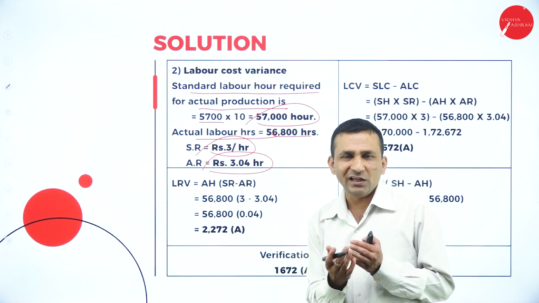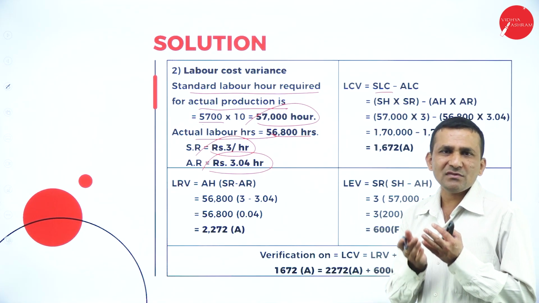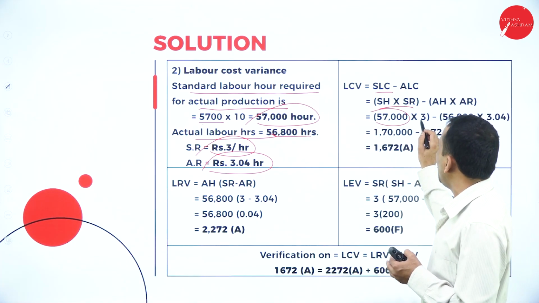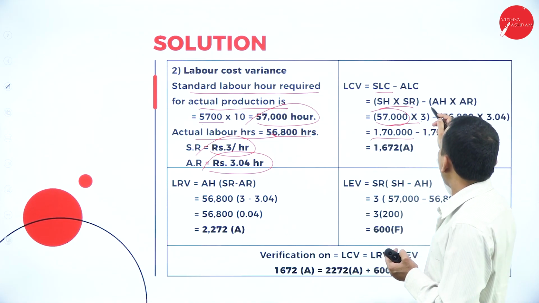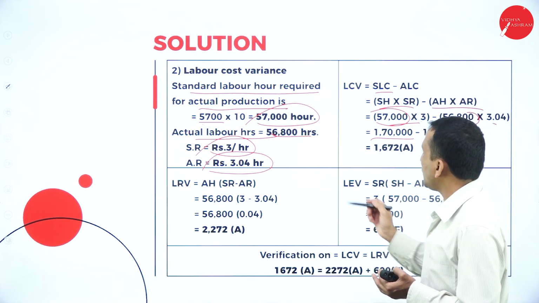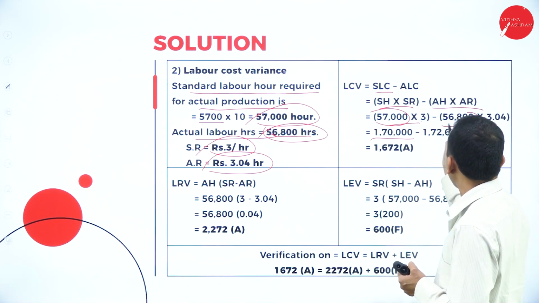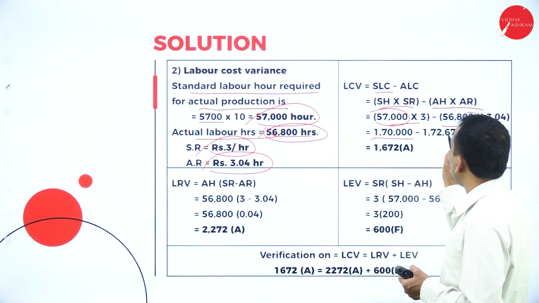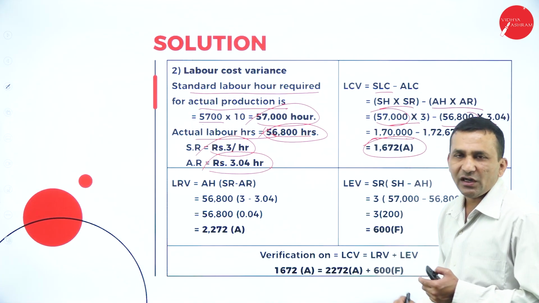Once we have all the information related to the formula, the standard cost, again the same formula: standard hours into standard rate. Standard hours we calculated as 57,000 into 3 rupees standard price. If you multiply, we get 1,71,000. To find the actual labor cost, actual hours into actual rate. Actual hours given are 56,800 into 3.04. If you subtract the difference, 1,71,000 minus 1,72,672, we get an adverse result. So I have written 1,672 adverse.